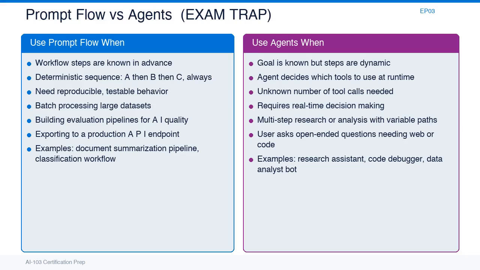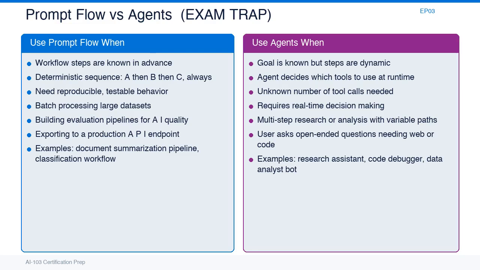Use agents when the goal is clear, but the path to get there is not. The agent decides at runtime which tools to use, how many times to call them, and in what order based on what it learns from each step. A user asking "analyze my sales data and tell me what is unusual" requires an agent. The agent might read the data, write code to calculate statistics, search for industry benchmarks, and format a report, but the exact sequence depends on what it finds. The exam will give you scenarios and ask which approach fits.